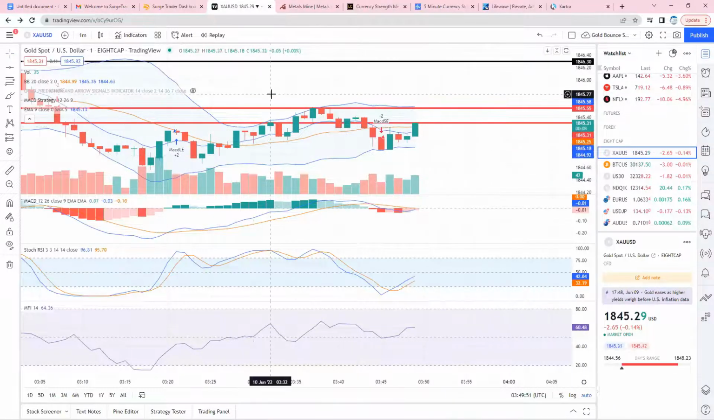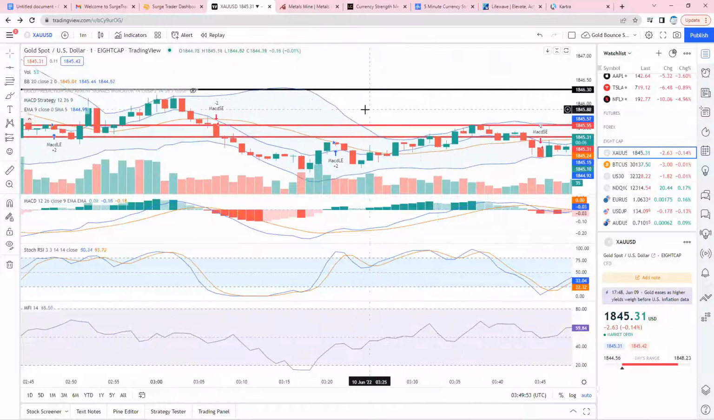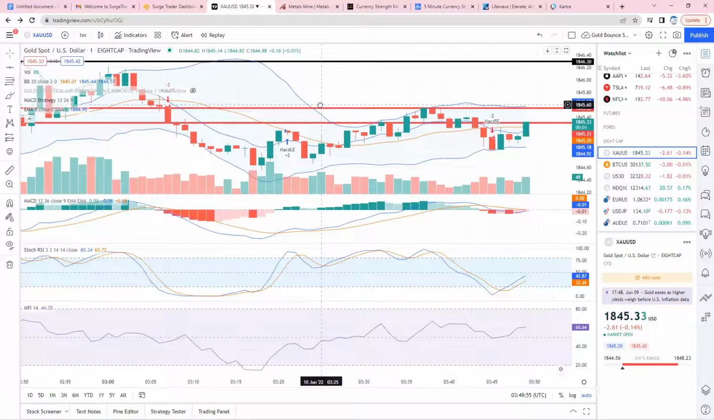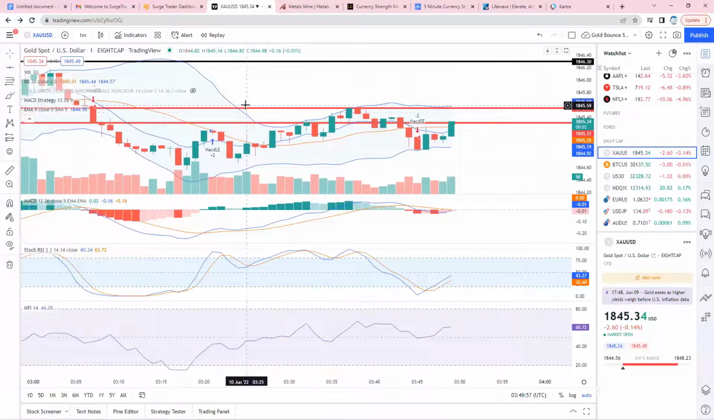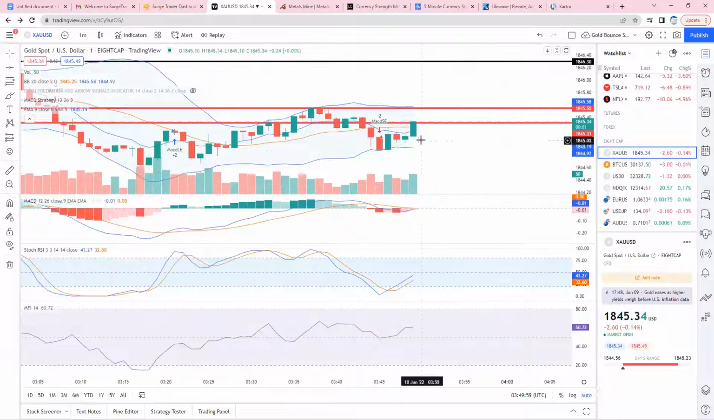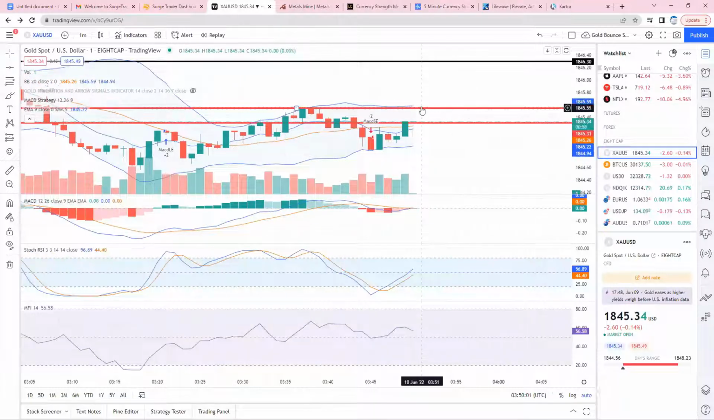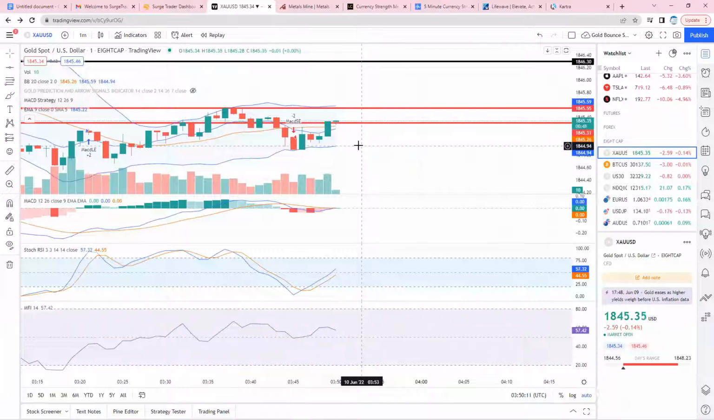Let me see what's going on here. And here it is. It hit our line. I'm going to get back in if it hits the second line. But it did hit our line. We can come in with a low volume trade right here on this line. That would be perfect for a lower volume trade.